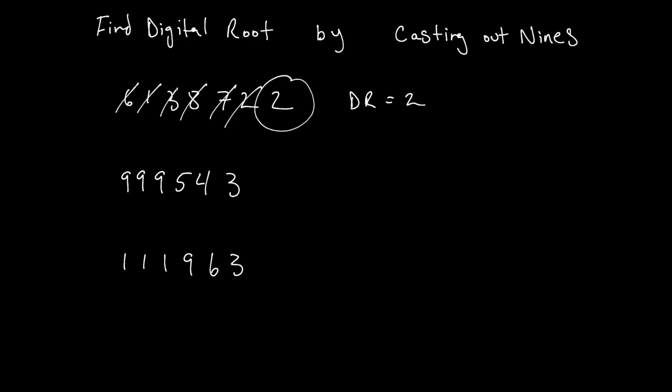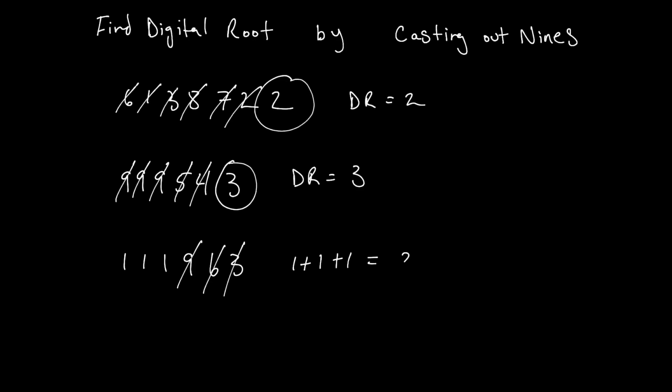Okay, the next number down. Cast out 9s. We know 5 and 4 equals 9, so all we're left with is the 3. Sorry about that. All we're left with is the 3. So we could say that the digital root there equals 3. Okay, the next one, we'll cast out a 9 automatically. You see a 9, go ahead and cross it out. 6 and 3 equals 9, so what we're left with is 1 plus 1 plus 1. That equals 3. So there's your digital root, 3.